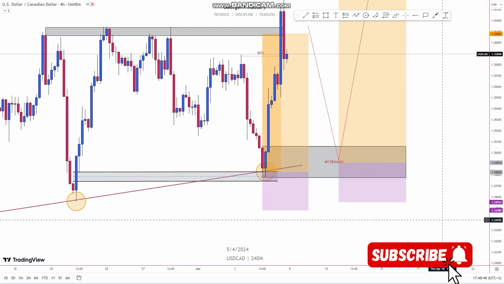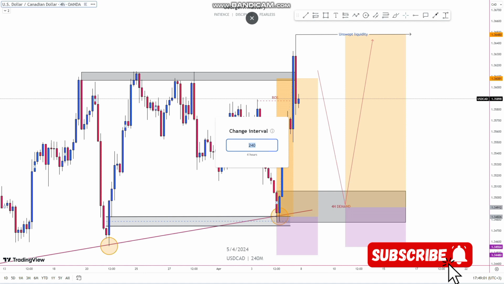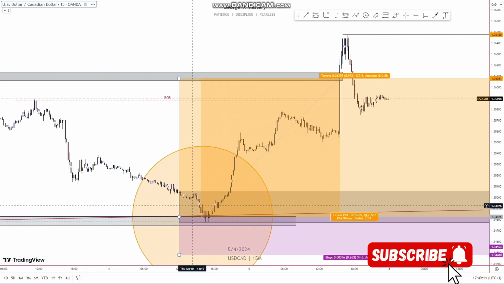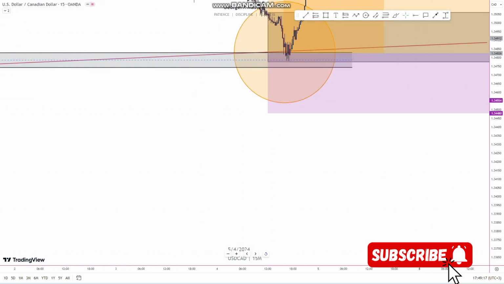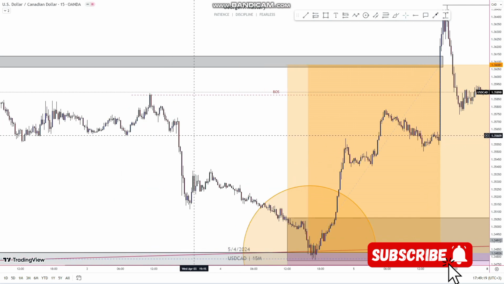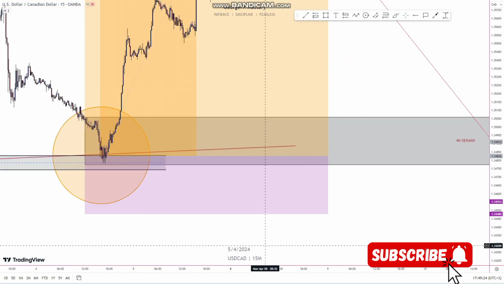To refine your entry, you need to go to the 15 minutes time frame and see the same setup as the one you have. On the 15 minutes time frame, you can easily spot the demand zone that you spotted on those higher time frames. Let's see if we'll be able to spot one. Okay, nice. We are already on the 15 minutes time frame, and we are able to spot a demand zone around here.